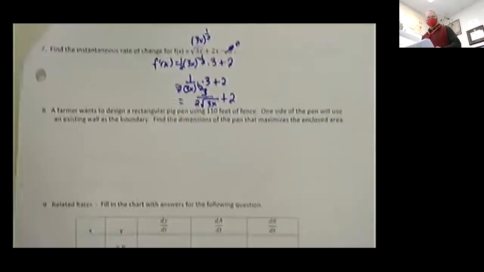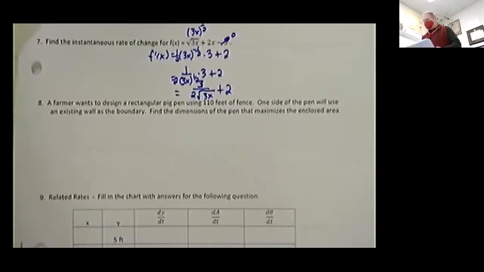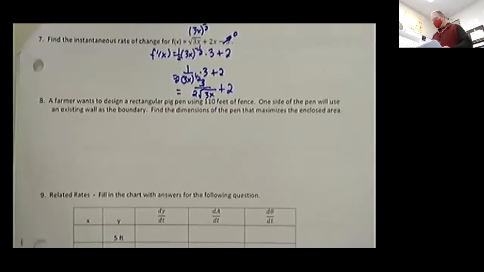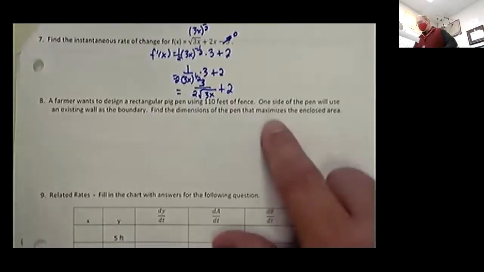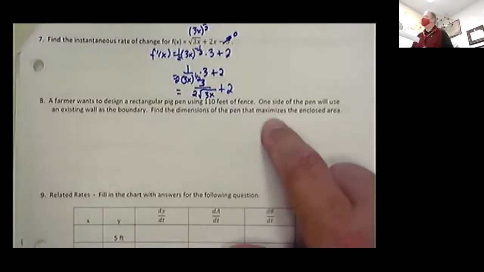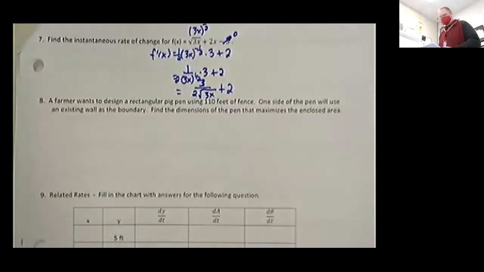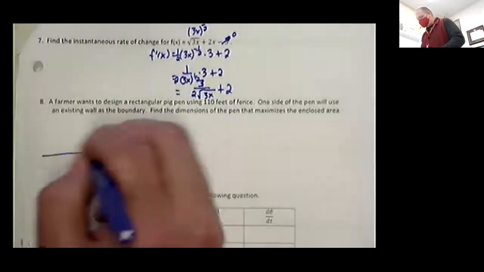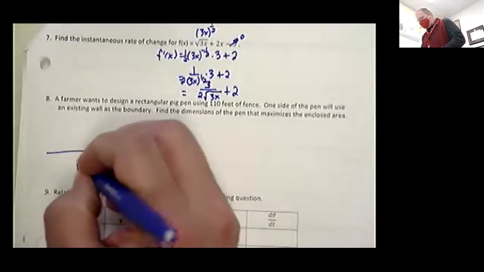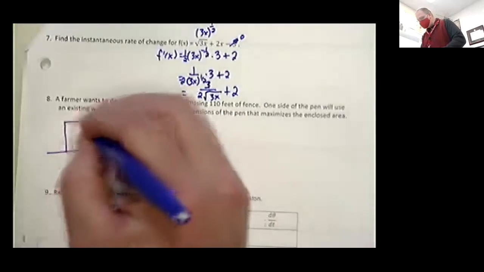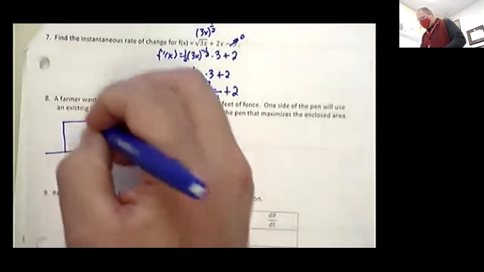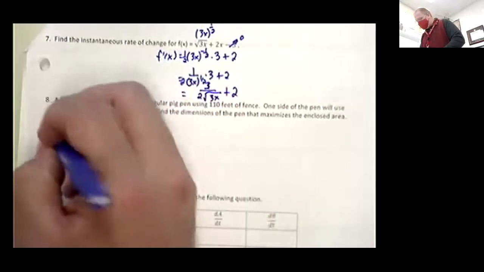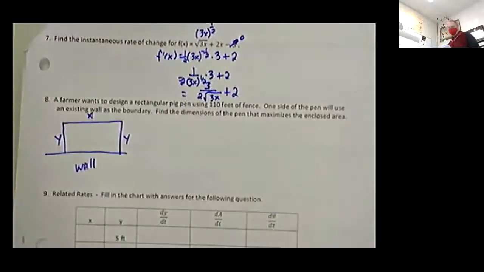Application questions. The farmer wants to design a rectangular pig pen using 110 feet of fence. One side will use an existing wall as a boundary. Find the dimensions of the pen that maximizes the enclosed area. Because we want to maximize, that means we want to find a maximum. To do that, we're going to use a first derivative. First thing we want to do is draw a picture. So here's our wall. For our fence, we'll draw a rectangle. And I'm going to call this, for lack of anything else, X, Y, and Y. You're free to use whatever you want.